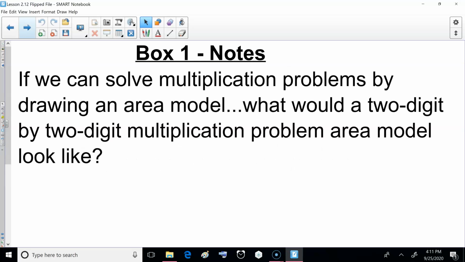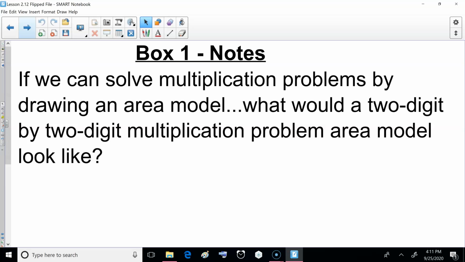So box 1. If we can solve multiplication problems by drawing area models, the question would be then, what would a 2-digit by 2-digit multiplication problem area model look like? Take a guess right now. So write box 1 notes, put area model 2 by 2, and draw what you think it would look like if we were trying to solve a 2-digit by 2-digit area problem.